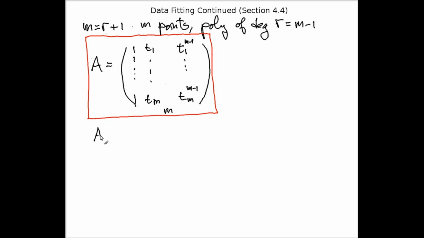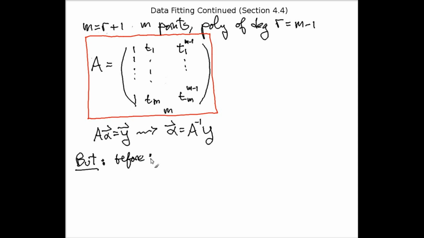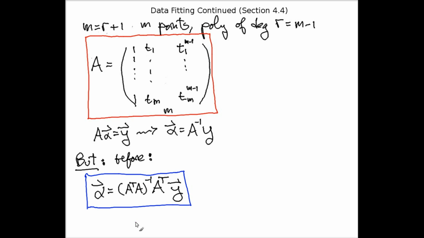And let me just say one or two more things about this. What I just said was we're trying to solve the equation A alpha is equal to y, which I solved by setting alpha equal to A inverse y. But that's not what I got before. If I use the formula from before, the general case was I get that alpha is equal to (A transpose A) inverse A transpose y. That's what the general method gives you.